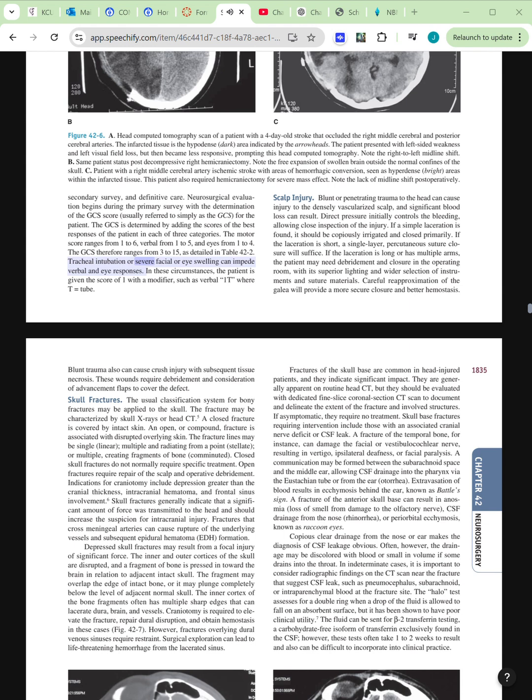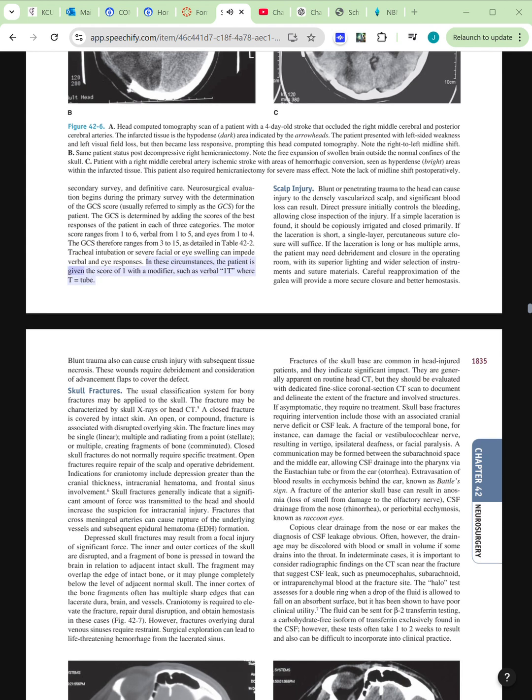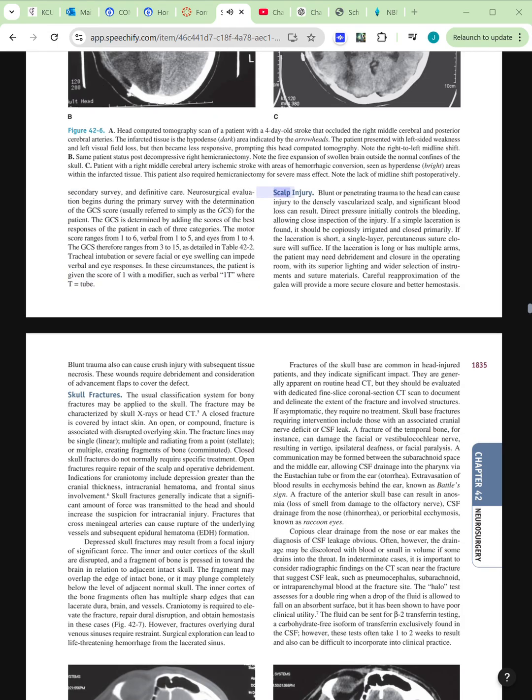Tracheal intubation or severe facial or eye swelling can impede verbal and eye responses. In these circumstances, the patient is given the score of 1 with a modifier, such as verbal 1T, where T equals intubated.